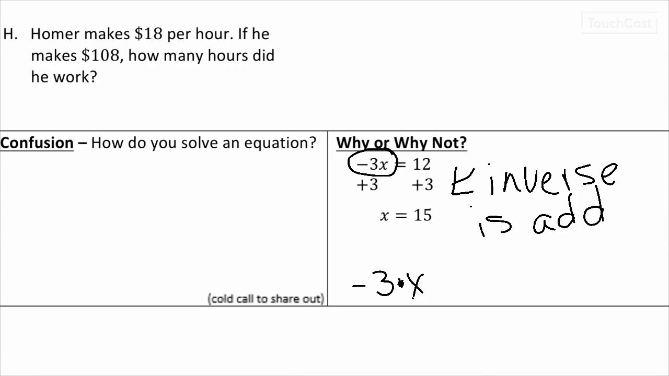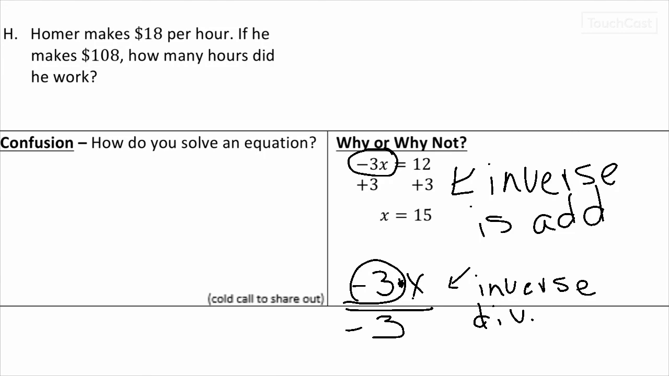But it's -3 times x. So the inverse operation really is division. So I'm not adding it. Just because it's -3, that just means that the coefficient's negative. And I'm going to divide by that whole -3. So the inverse is dividing by -3. Right? Cool.